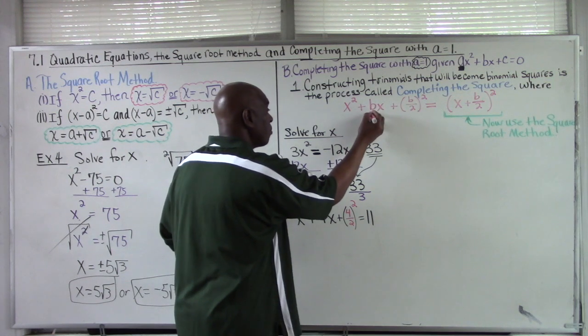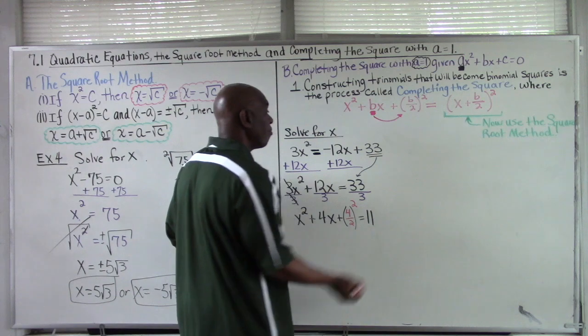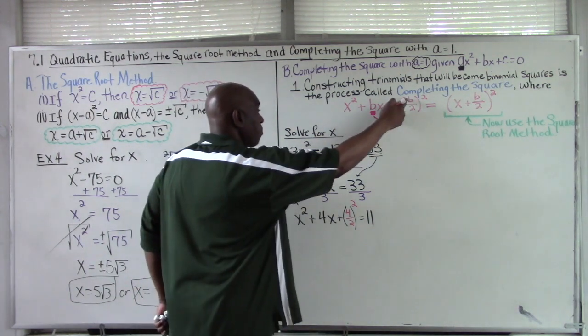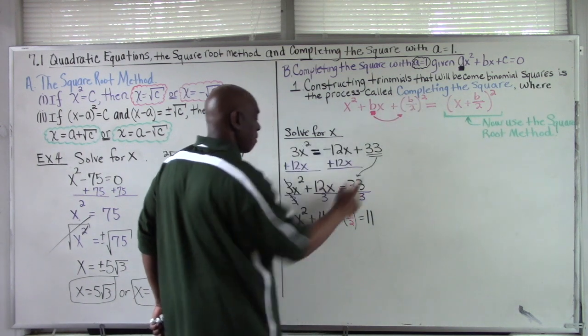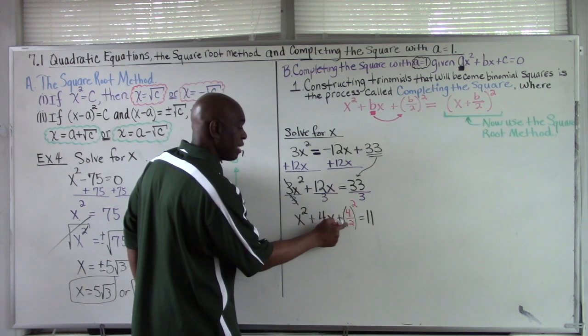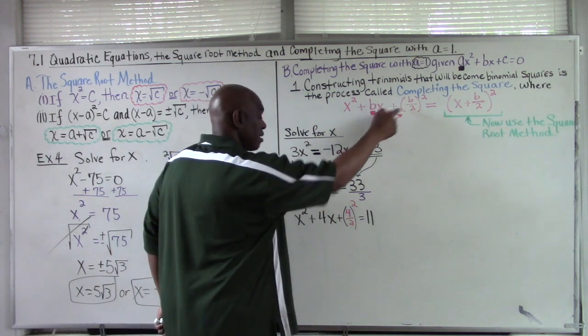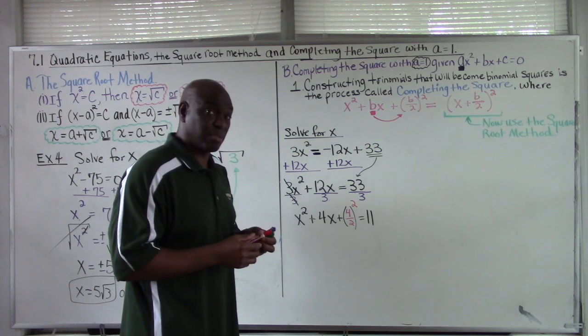Whatever this number b is, to get to this next step right here, you have to take the b, divide it by 2, and square it. My b was 4. I'll put 4 right here, divided by 2, and I squared it. You see that? Now, here's the thing. Don't miss this.